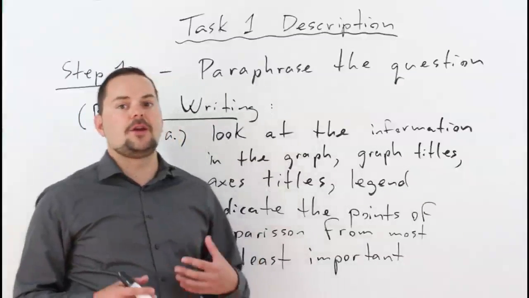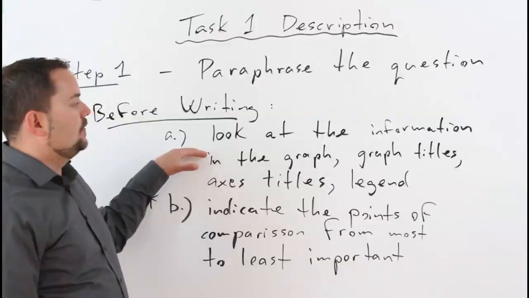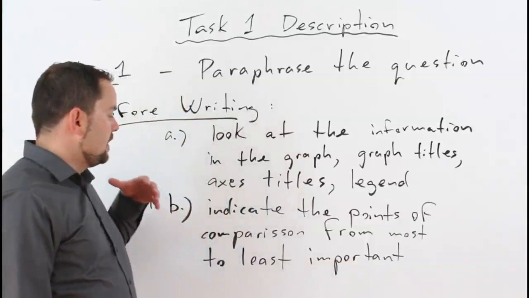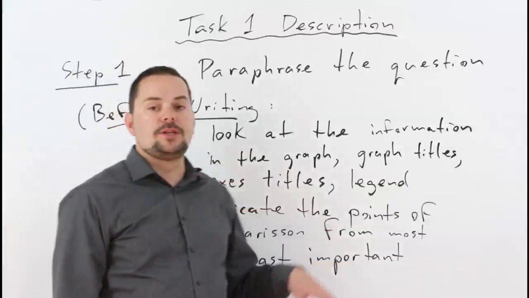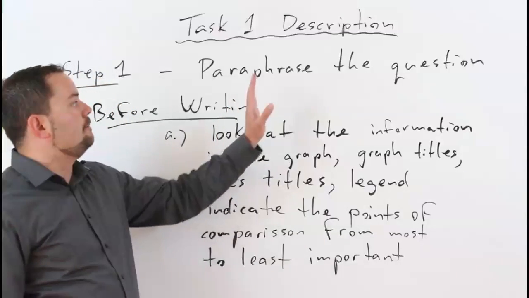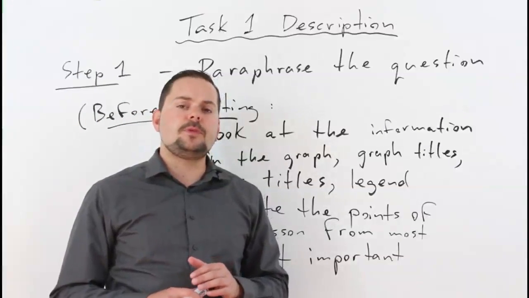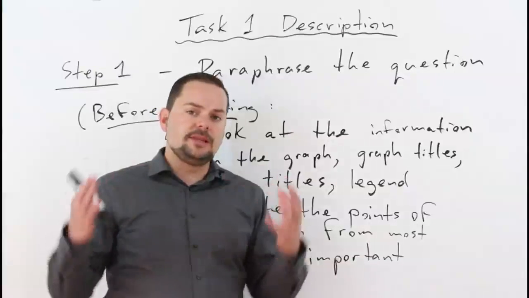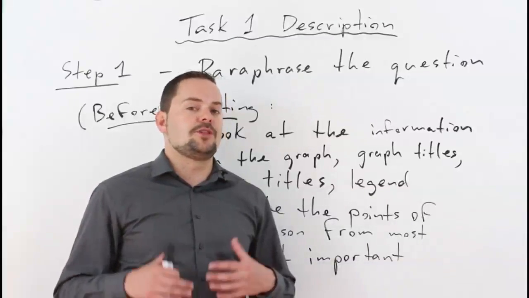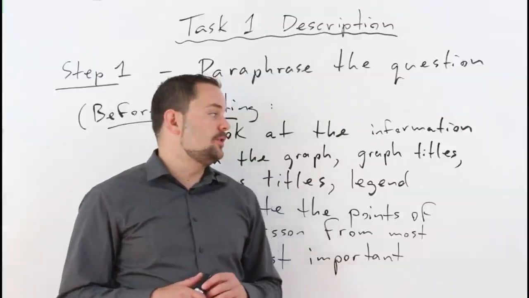Okay, so again, when you're practicing at home, what you want to do is, before you write anything, first of all, look at the information in the graph, so the graph title, the axis title, the legend, and so on. And then the second step is to indicate the points that you're going to compare. So that you need to do before you begin to write the description. That's because this will help you to see the complete picture and the complete information that's given in task 1 before you begin to write. And again, with practice, you're going to see that this is a much faster and more accurate way to respond to these kinds of questions.